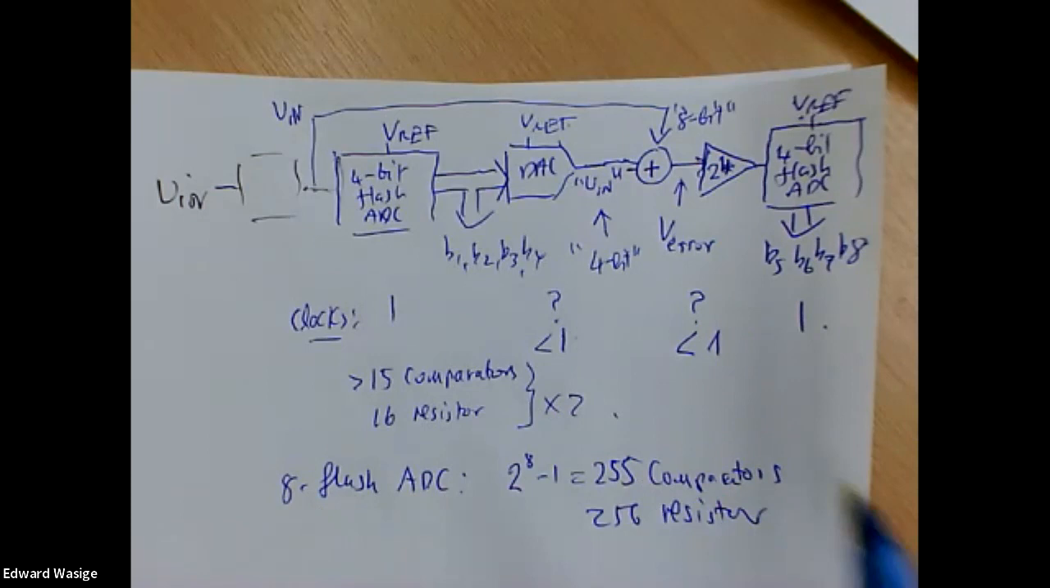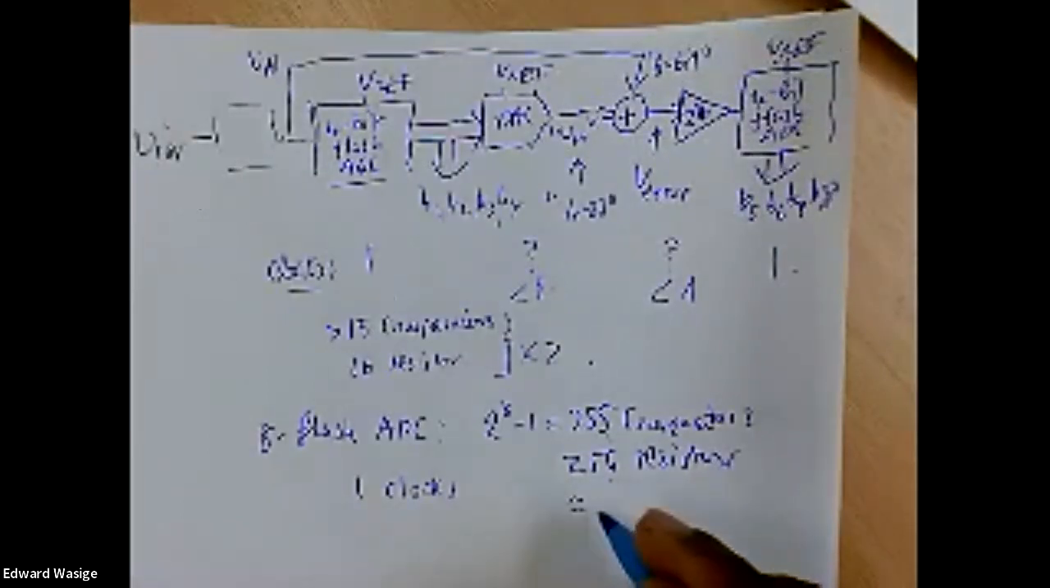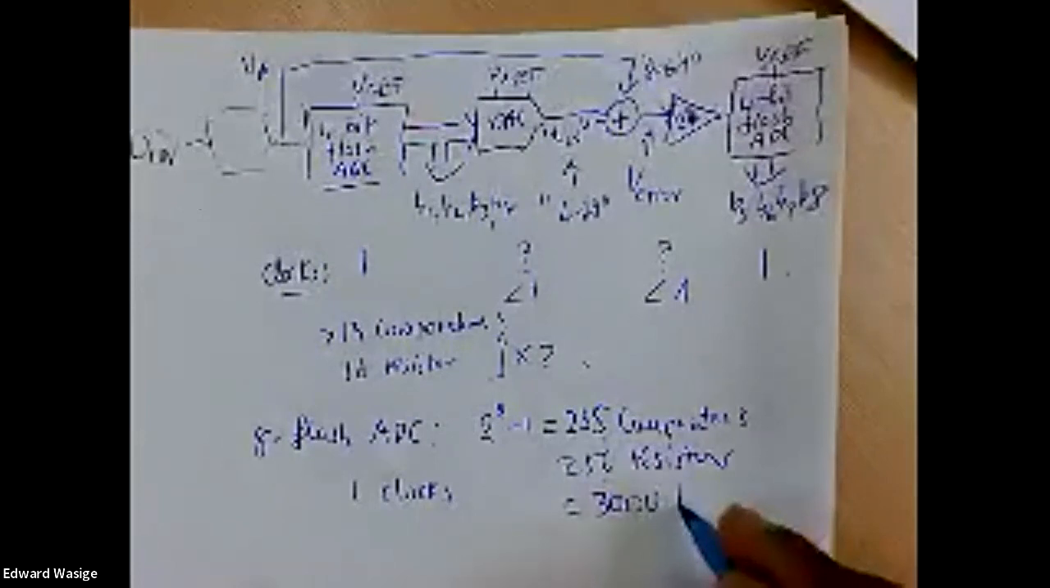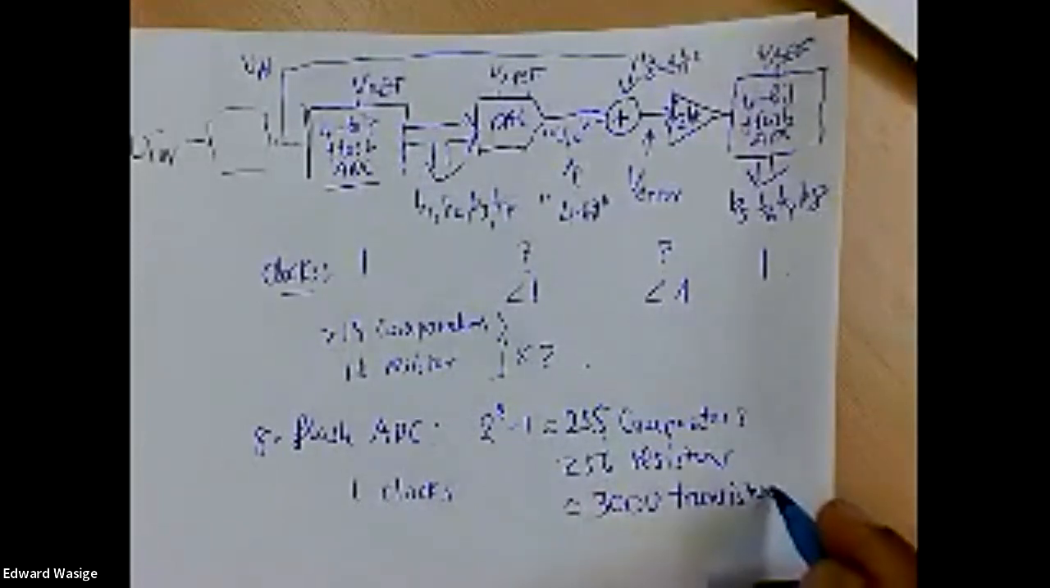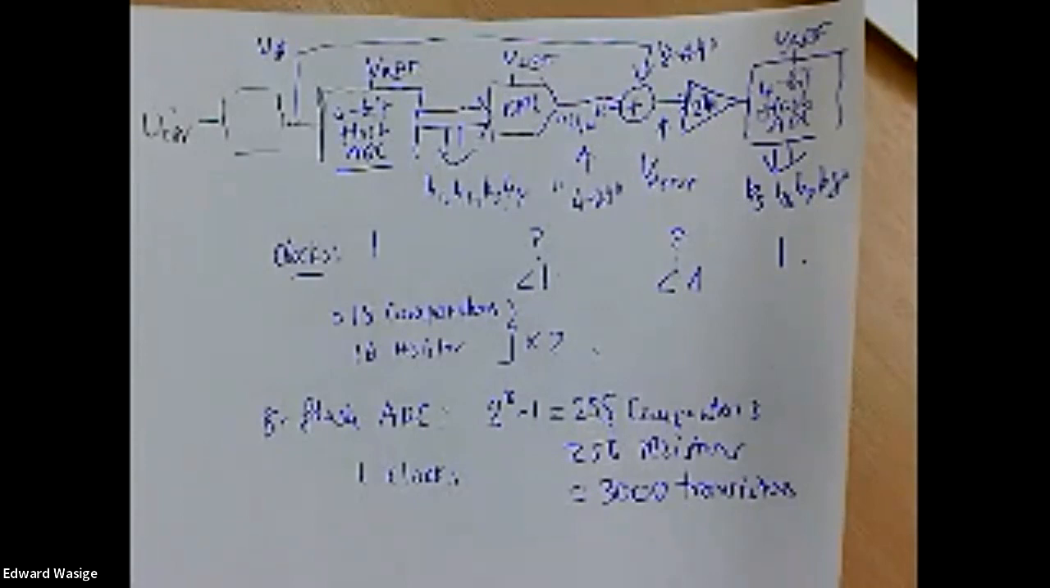The circuit has probably 3,000 transistors. Each comparator has like 10 transistors. So this circuit altogether, but it will do conversion in 1 clock cycle. If you go to the 2-step comparator, you reduce the circuit, the chip size significantly, and also the power consumption.